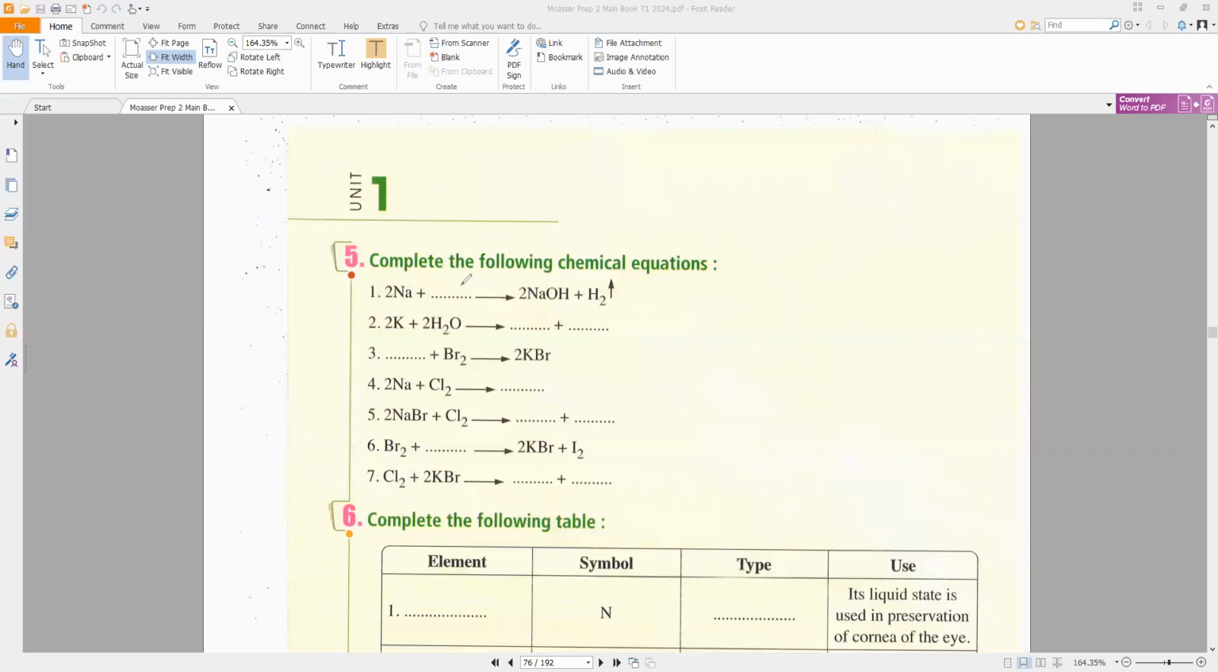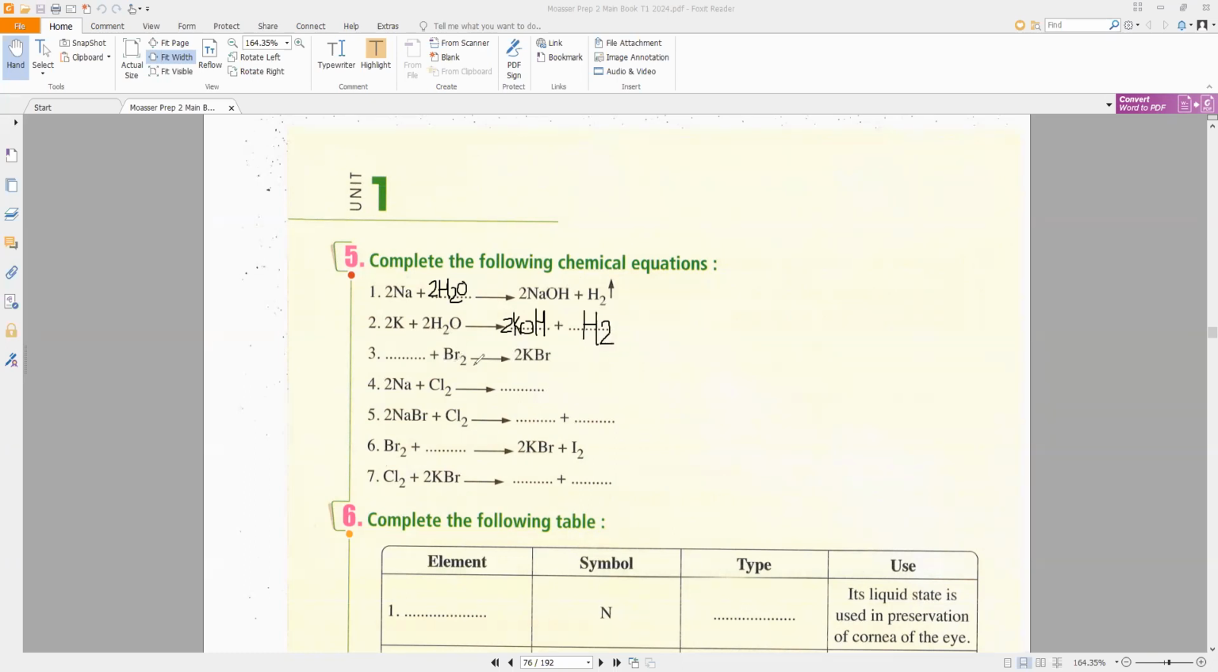Sodium reacts with what to produce sodium hydroxide? Sodium hydroxide is an alkaline solution, when it reacts with water, 2H2O. Potassium, when it reacts with water, also forms an alkaline solution, potassium hydroxide, KOH, and hydrogen gas evolves with a pop sound.